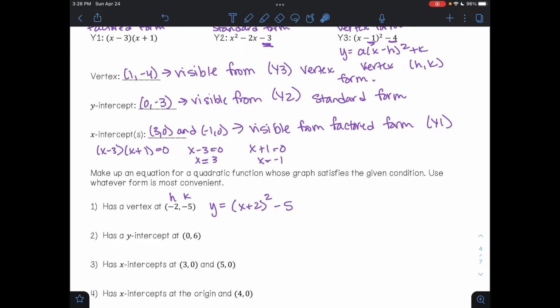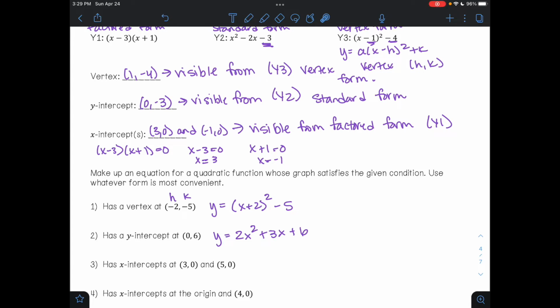Example 2 has a y-intercept of 6. To me, this is most convenient by using standard form. It doesn't matter what a or b are, c just has to be positive 6. So I'm going to say y equals 2x squared plus 3x plus 6. Remember, to have a y-intercept of 0, 6, if I plug in 0 for x here, I'm going to get 0 plus 6. That's going to give me a y-intercept of 6. If you're not sure, use Desmos.